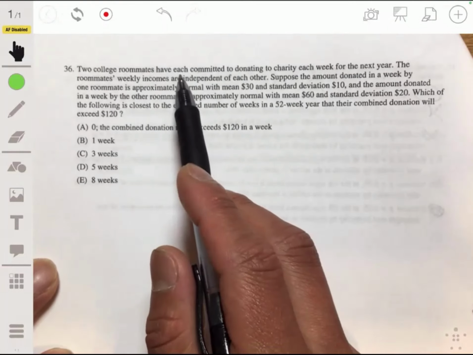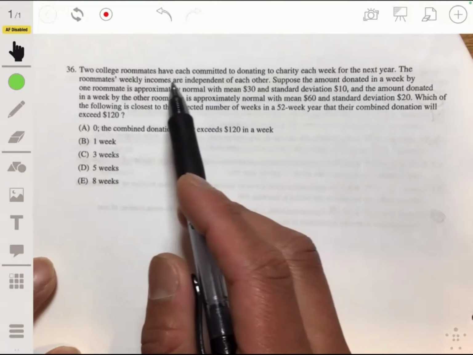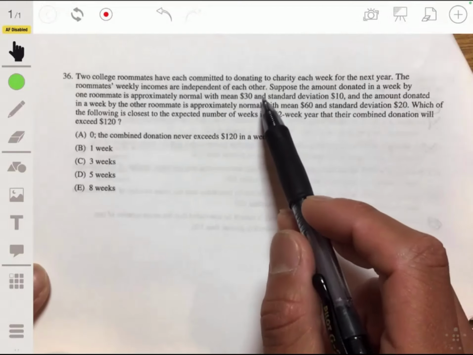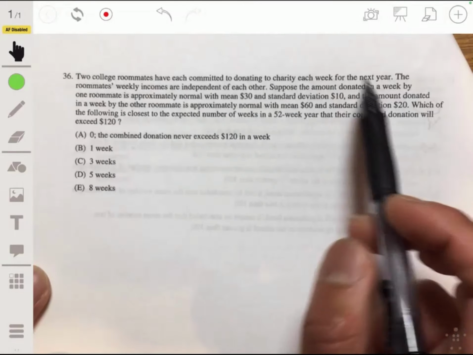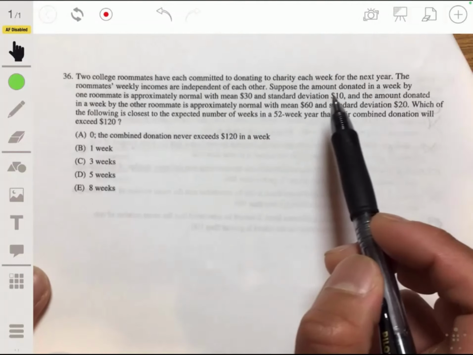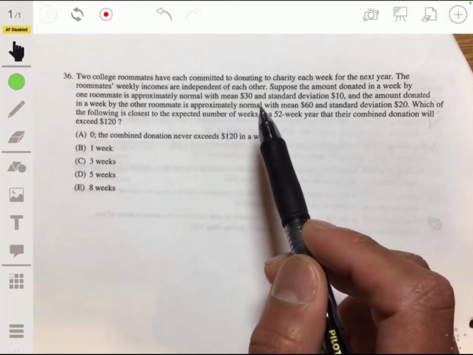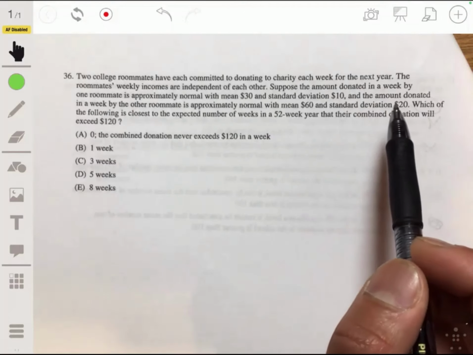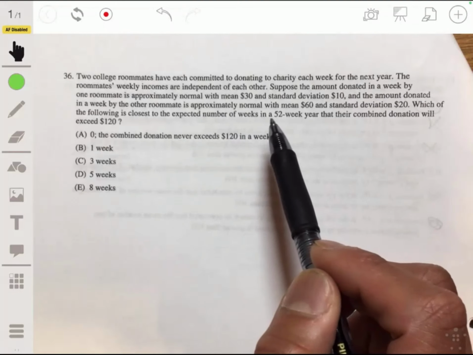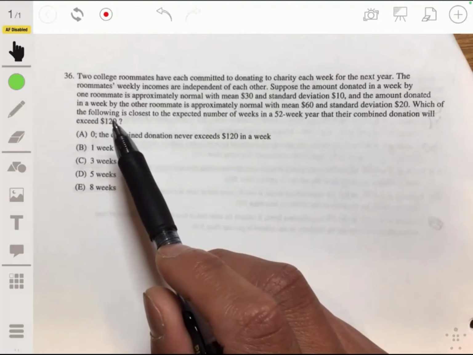Two college roommates have each committed to donating to charity each week for the next year. The roommates' weekly donations are independent of each other. Suppose the amount donated in a week by one roommate is approximately normal with mean $30 and standard deviation $10. The amount donated in a week by the other roommate is approximately normal with mean $60 and standard deviation $20. Which of the following is closest to the expected number of weeks in a 52-week year that their combined donation will exceed $120?